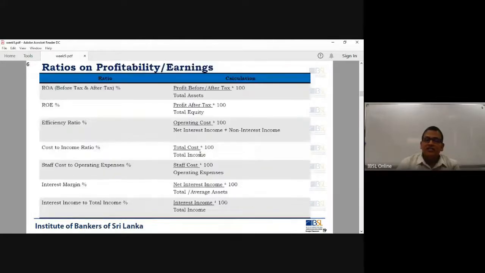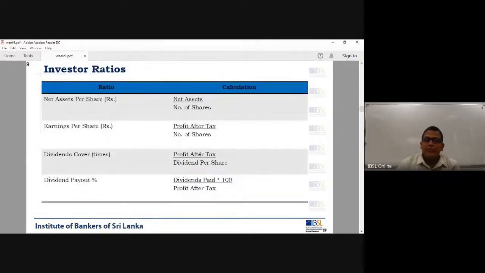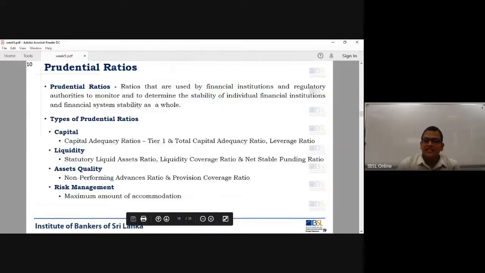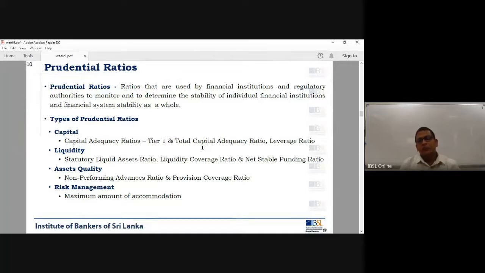Any questions on these ratios? Then I'll just move to the next part. I think these slides I have already explained to you all. The prudential ratios are the ratios used by financial institutions and regulatory authorities to monitor and determine the stability of the individual financial institution and financial system stability as a whole.